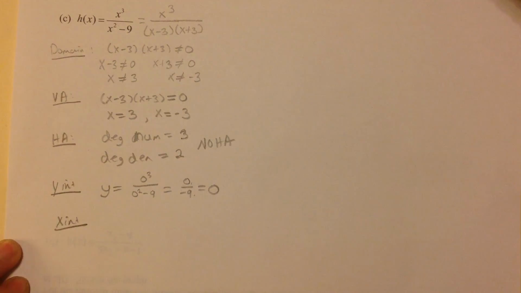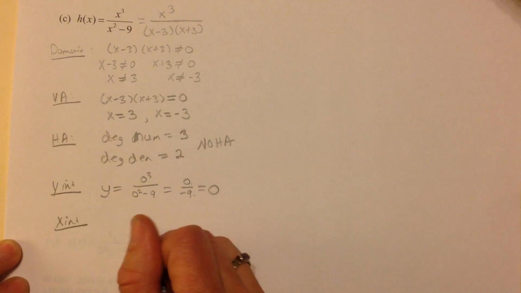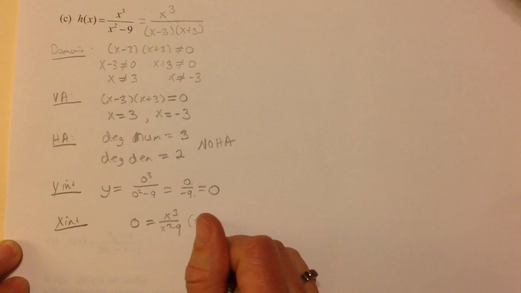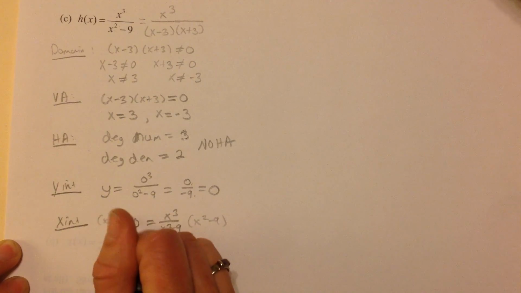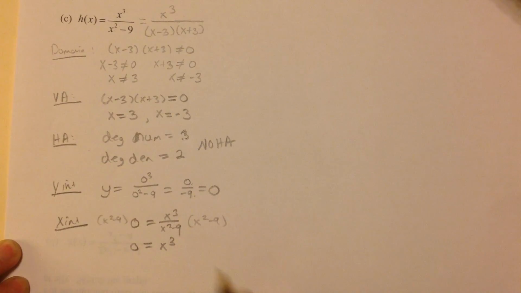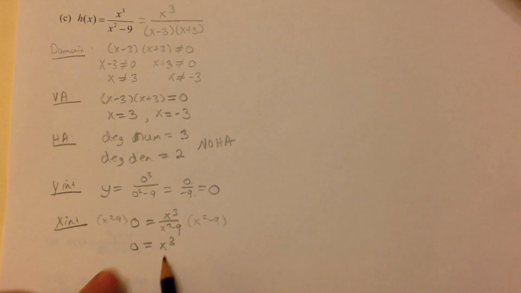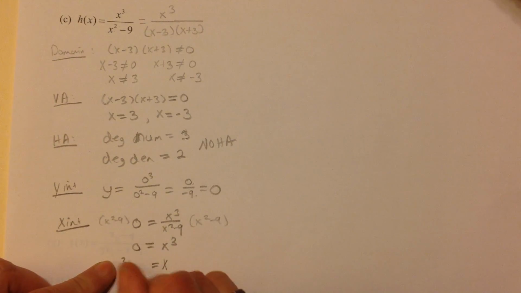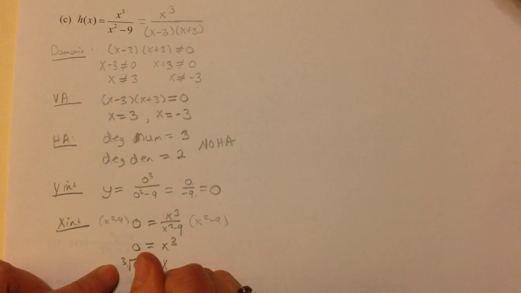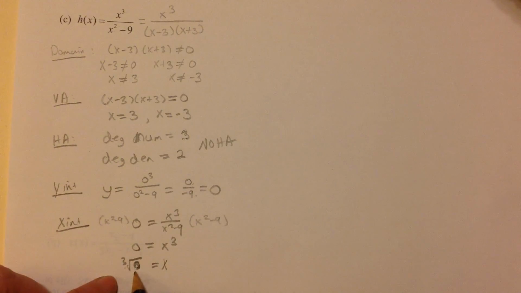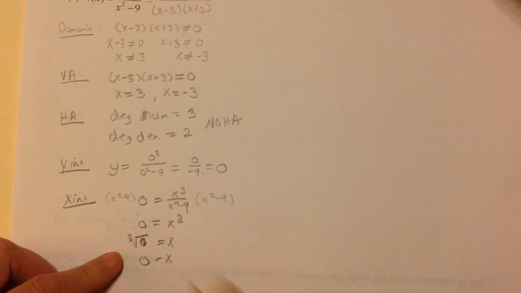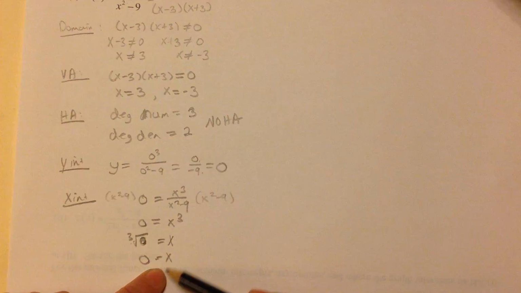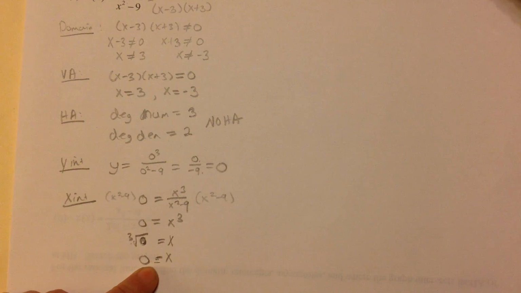X-intercept, we want y to equal 0, so we set the entire function equal to 0. First step is to multiply by the denominator, and that simplifies to just solving where the numerator equals 0. That gets us to 0 equals x cubed. To undo a cube, we take the cube root. It's an odd root, so I don't need a plus or minus. And of course the cube root of 0 is just 0. And that makes total sense, because I already found a y-intercept at 0, which is at the origin, so I should also have an x-intercept at the origin.